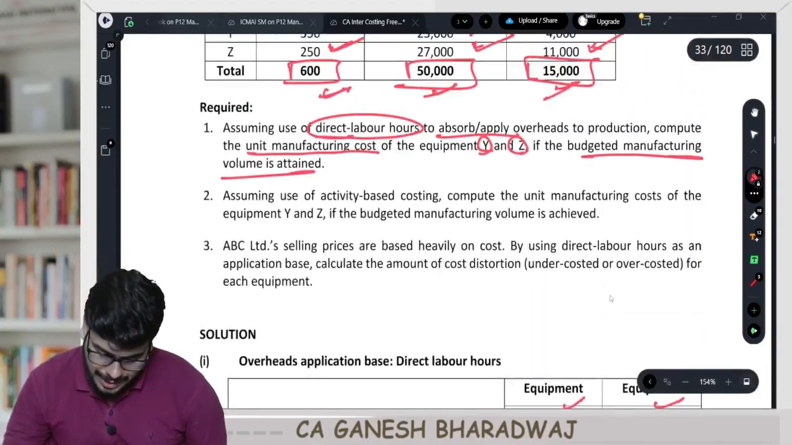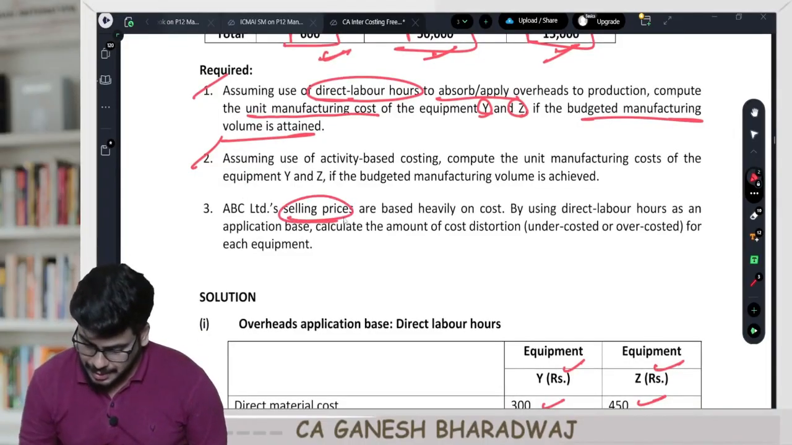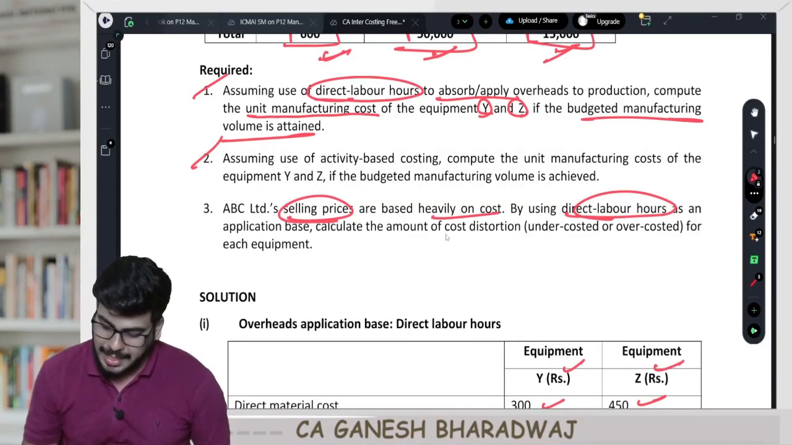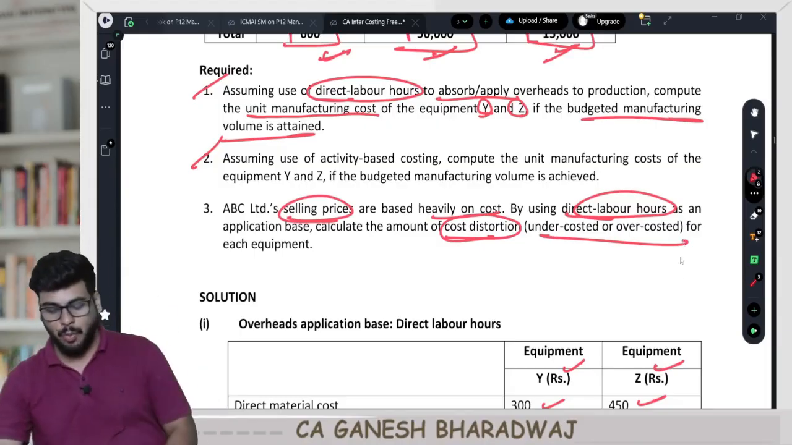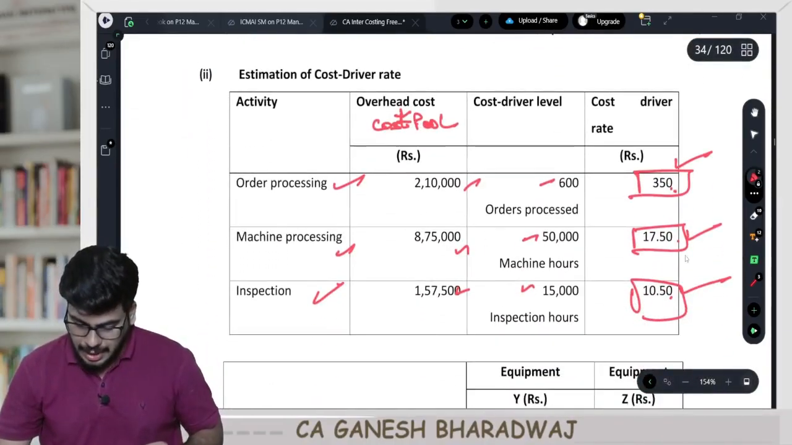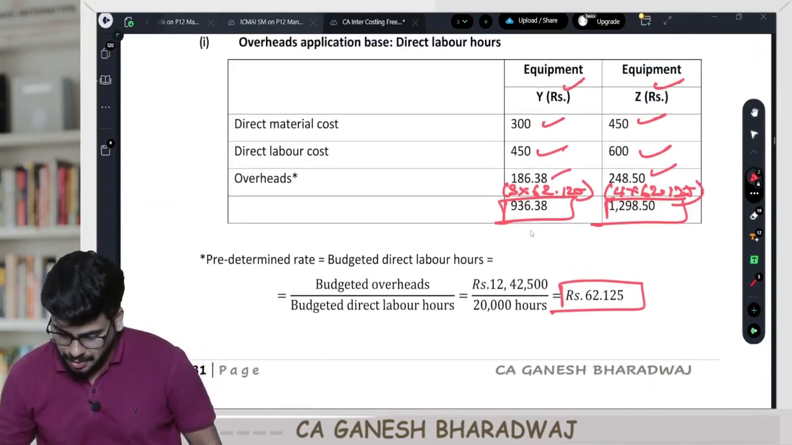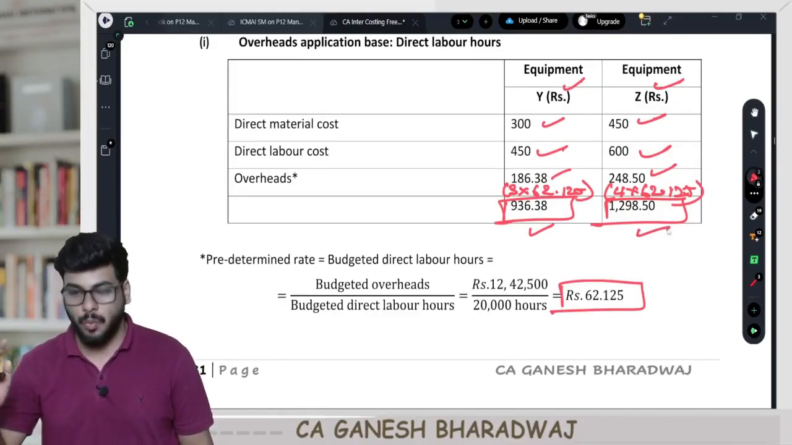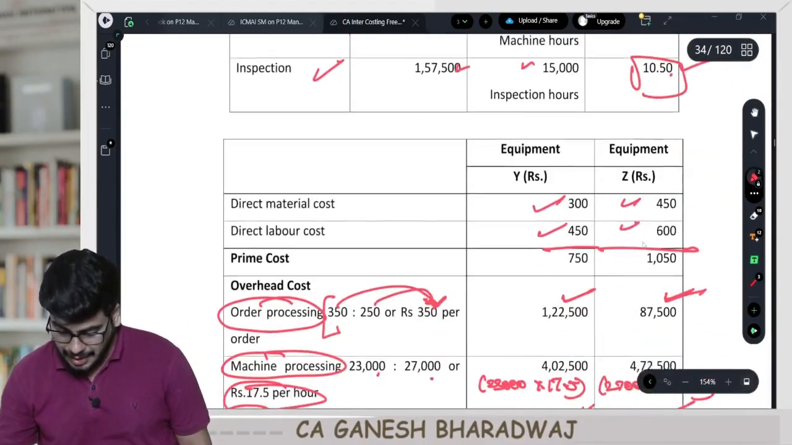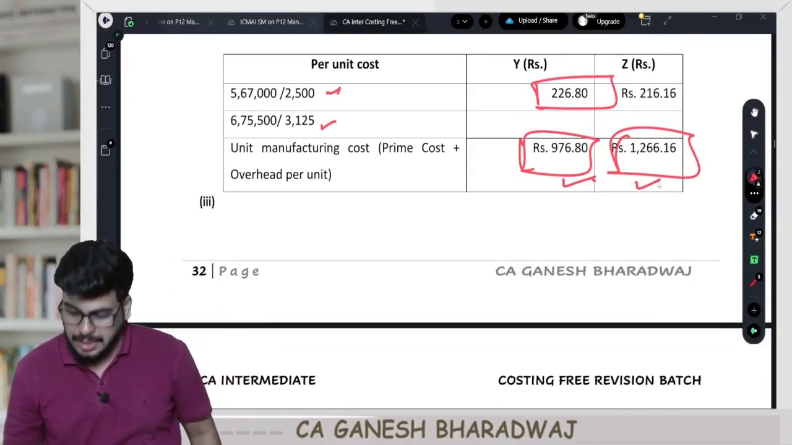What is the next part of the question? ABC Limited's selling prices are heavily based on costs. By using the direct labor hours as an application base, calculate the amount of cost distortion, that is, under or over costed, for each of the equipment. If I follow the traditional costing system, the cost per unit for Y is 936.38, and for Z it is 1298.5. Whereas if I follow the correct ABC system, the per unit cost is changing.